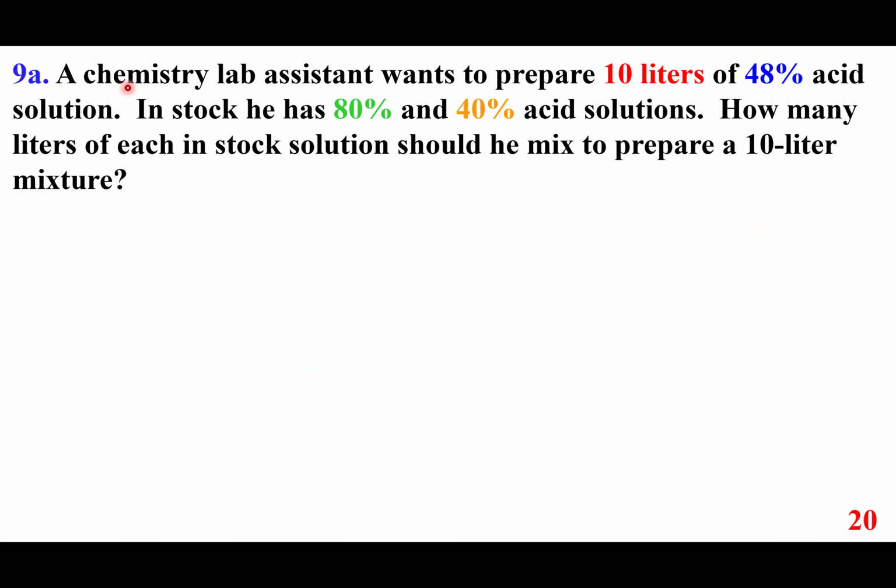A chemistry lab assistant wants to prepare 10 liters of 48% acid solution. In stock, he's got 80% and 40% acid solutions. How many liters of each in stock solution should he mix to prepare a 10-liter mixture? This is a class of problem known as a mixture problem.